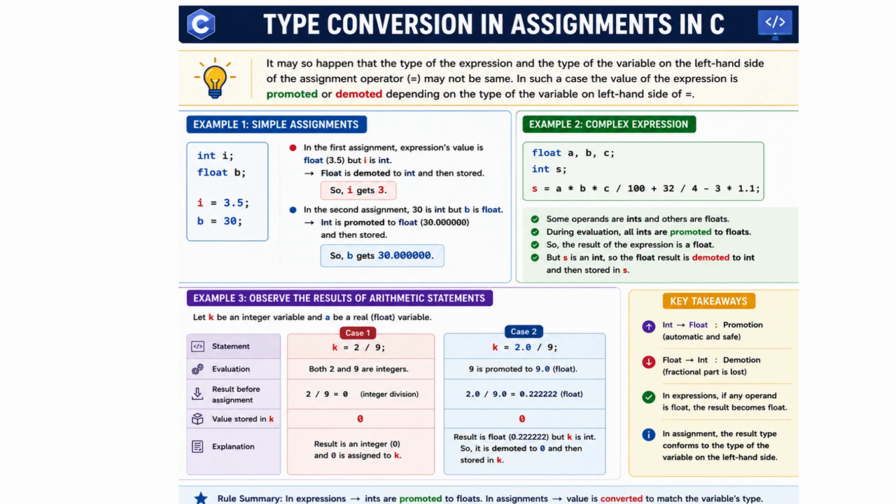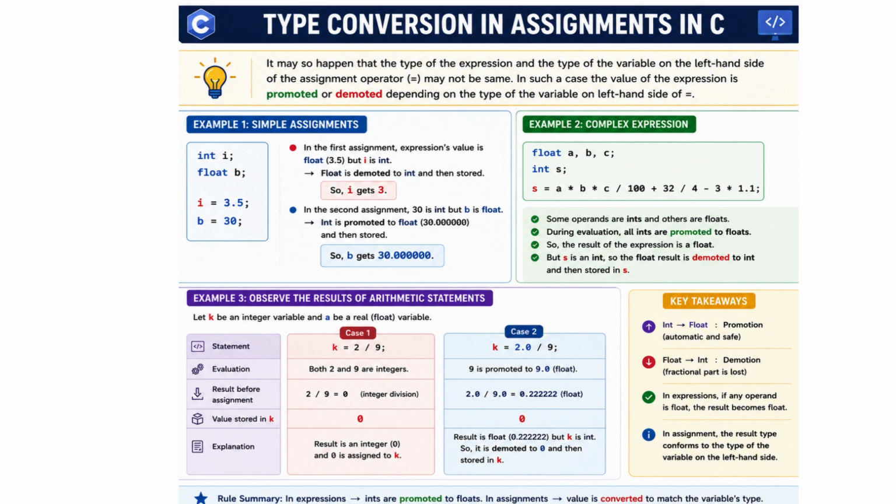Follow the steps given below. In the statement, k is an integer variable and a is a real variable. In case 1, both 2 and 9 are integers, so the result of the division before assignment is 0. The value stored in k is 0. Therefore, the result is 0, which is assigned to k. And see case 2. The 9 is promoted to 9.0, which is a float, and then the division is performed. The division result is 0.222222. However, this cannot be stored in k being an int. Hence, it gets demoted to 0 and then stored in k.